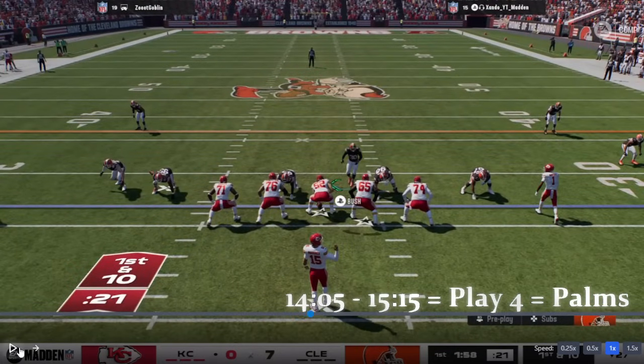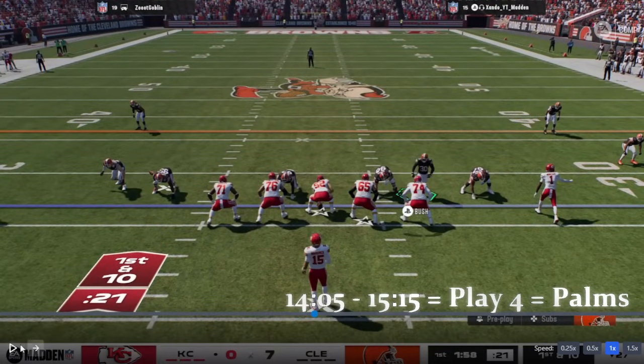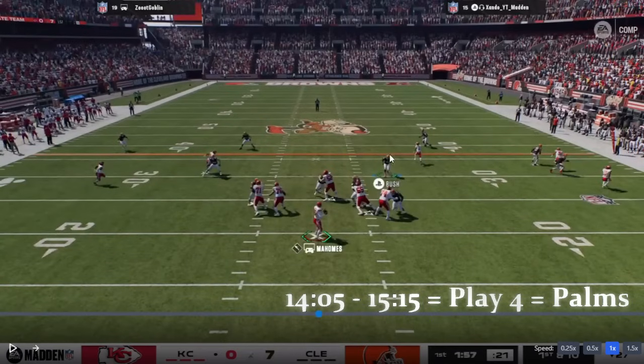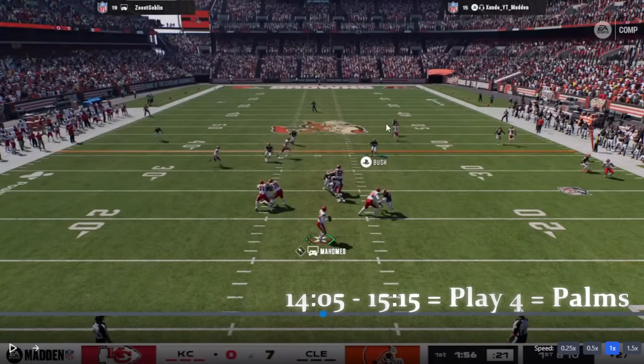Notice the hot route. Now I get over. A little bit late to get in that window. And now, once I get in the window and he goes vertical, that's not my job anymore. All right. The safety is going to take that vertical route.